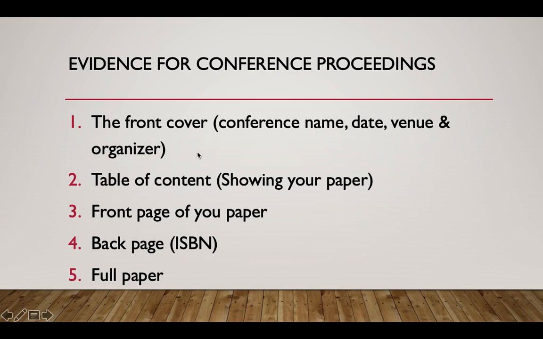Okay. Next, you also need to provide the table of content. So probably the table of content, there are a few pages, but only show the table of content that is exactly showing your paper. Yeah. And then the front page of your paper in that particular proceeding, the back page to show the ISBN number. Okay, so you see, usually for conference proceeding, it'll be ISBN. Okay, and lastly, you need to upload your full proceeding paper. Okay, if it's not a paper, if it's an abstract, same thing.